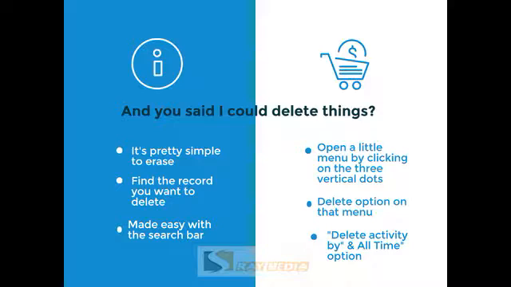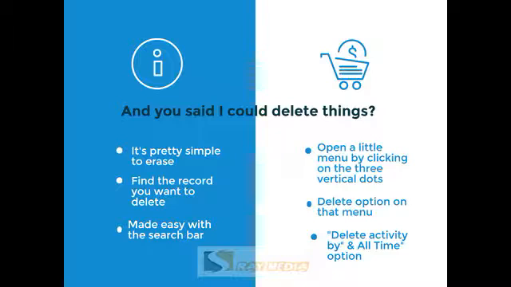Yup. If you don't want Google remembering that plantar warts search or when you watched videos of a cat in a shark costume riding a Roomba, it's pretty simple to erase. First, you need to find the record you want to delete, which is made easy with a search bar at the top of the page. Once you've found the shameful bit of your online past in the timeline, you can open a little menu by clicking on the 3 vertical dots on the right end of the record. Select the delete option on that menu, and voila, Google will forget it.